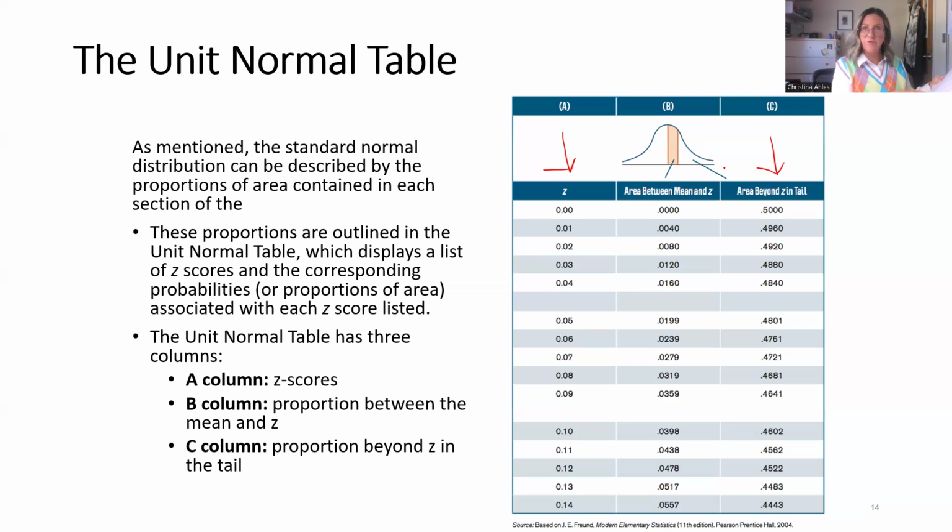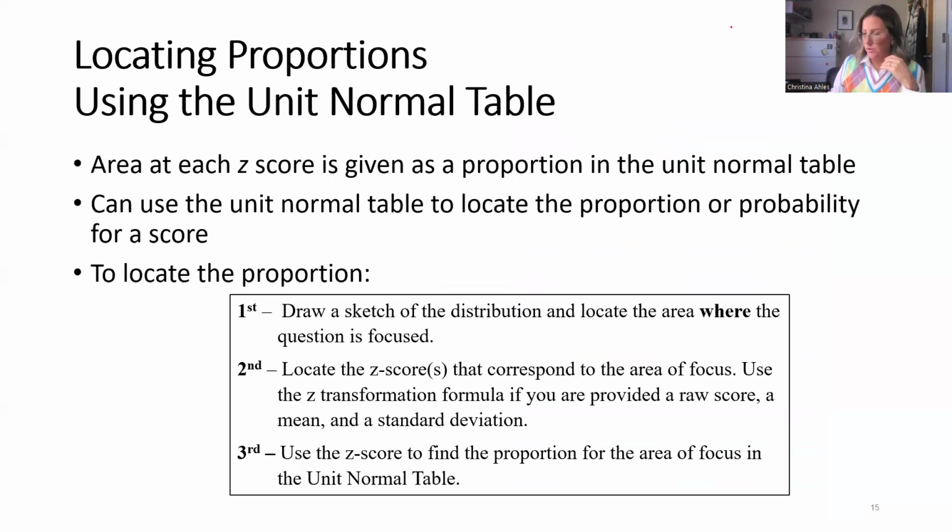So you want to be careful. What I usually do is use a highlighter to separate them, and then I even draw little diagrams above each so that it reminds me. So column A is always z-scores. Those are locations. Columns B and C are always proportions, very specifically proportions. So let's take a look at how this works and what we're going to do with this.